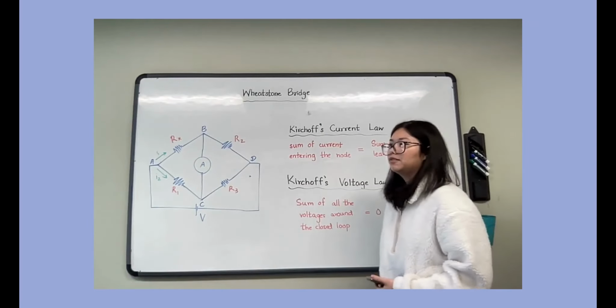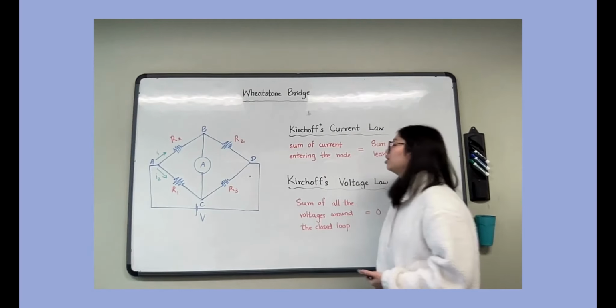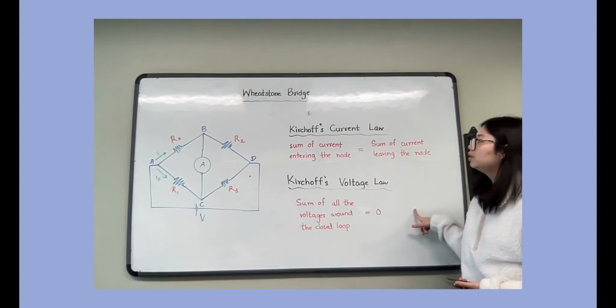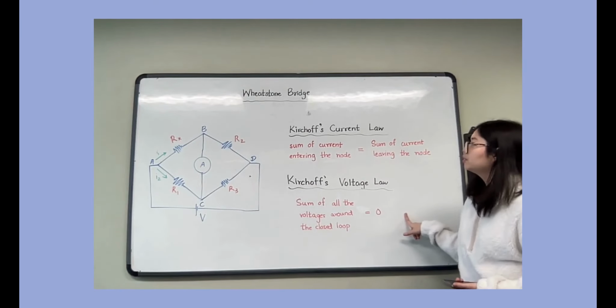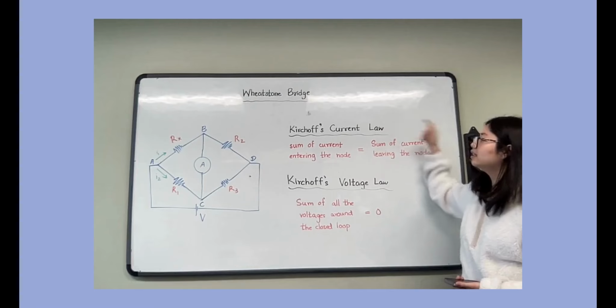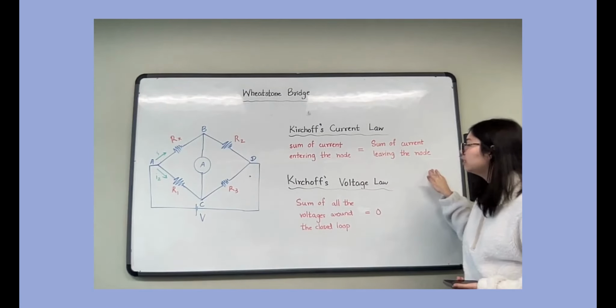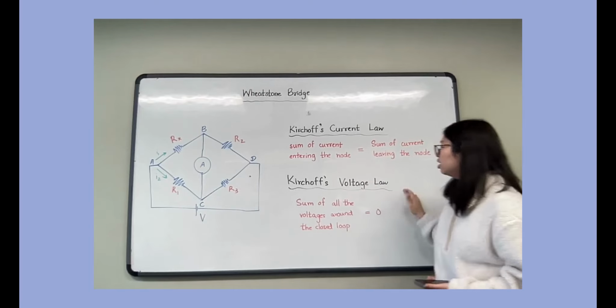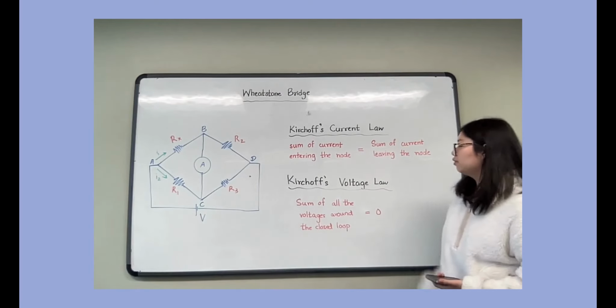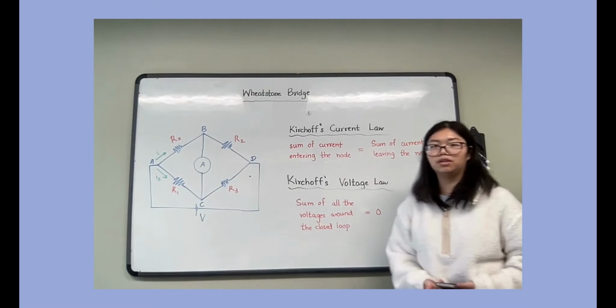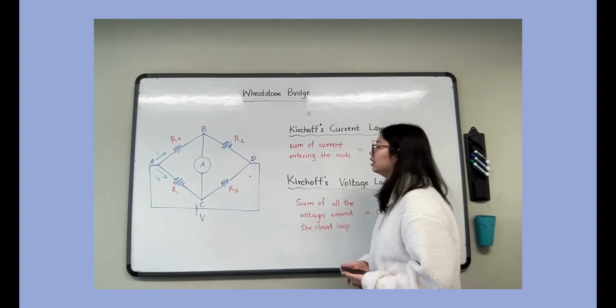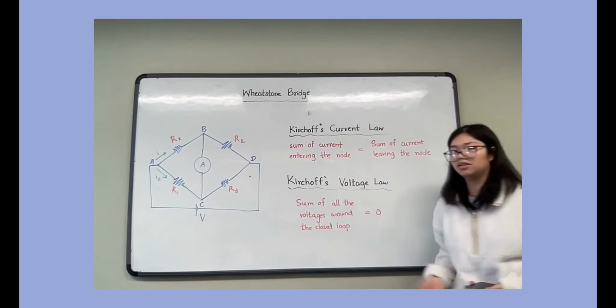So to find the value of the unknown resistor, we will be using Kirchhoff's laws. There are two laws we will be using for this experiment. The first one is Kirchhoff's current law, which means that the sum of the current entering the node is equal to the sum of the current leaving the node. The second one is called Kirchhoff's voltage law, which means that the sum of all the voltages around a closed loop is equal to zero, because the circuit is a closed conducting loop and there is no energy loss.